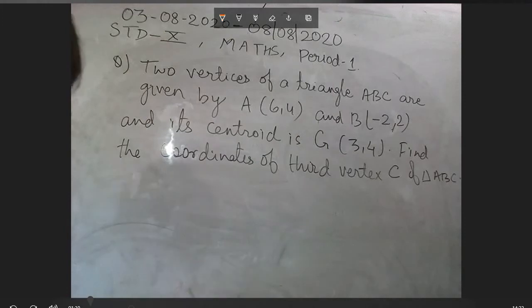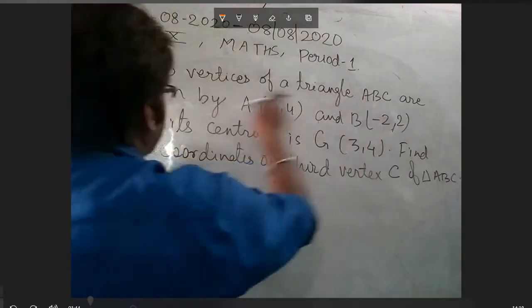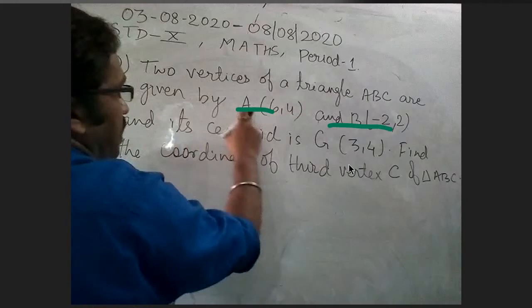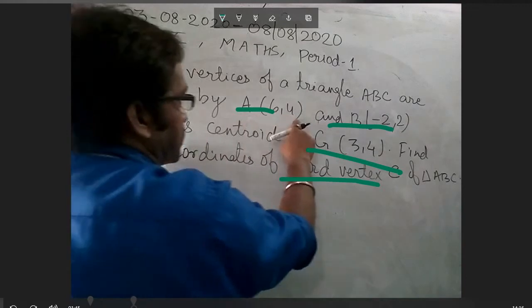Now how can we solve? So till now you know what they have given. See, till now we know that they have given us two vertices of the triangle and one coordinate of centroid, and we have to find the third vertex of triangle ABC. So now our calculation is based on these three things only. Let us see how we can find it.